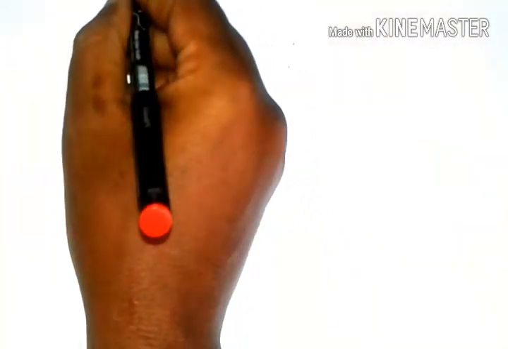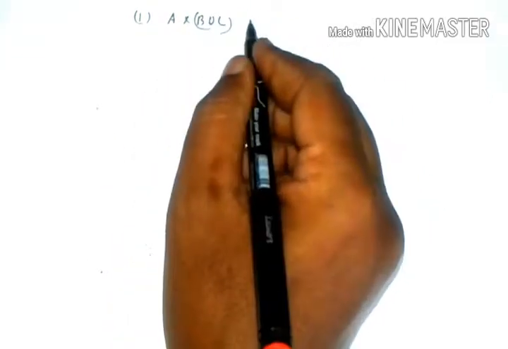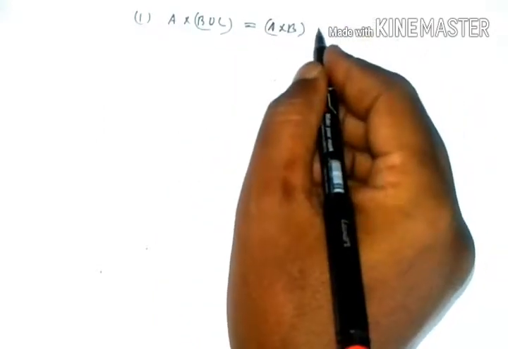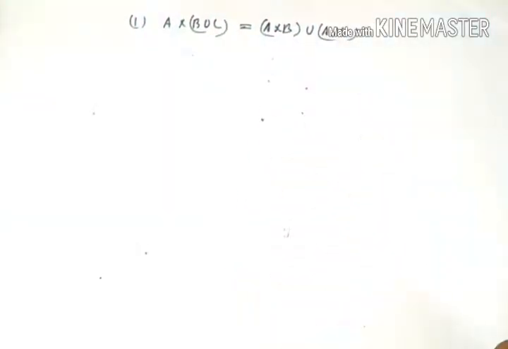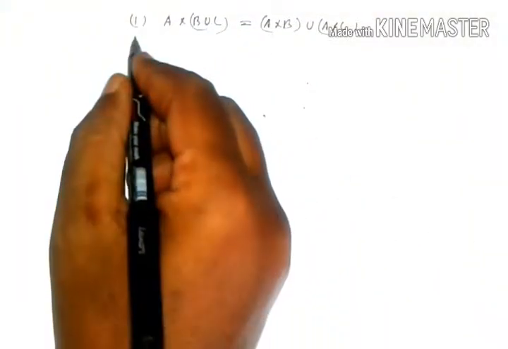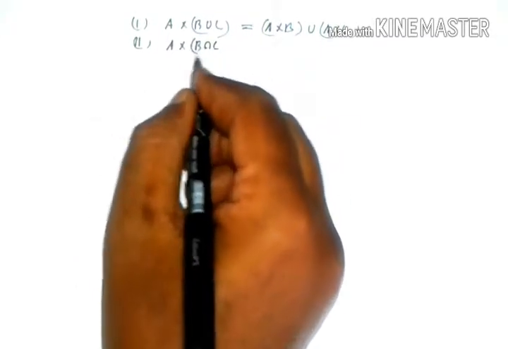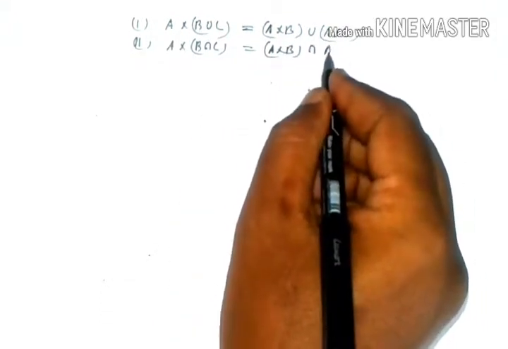Last class I discussed the Cartesian product. Today I am going to discuss two important results of the Cartesian product. One important result is A cartesian product (B union C) is equal to (A cartesian product B) union (A cartesian product C). The second is A cartesian product (B intersection C) is equal to (A cartesian product B) intersection (A cartesian product C).